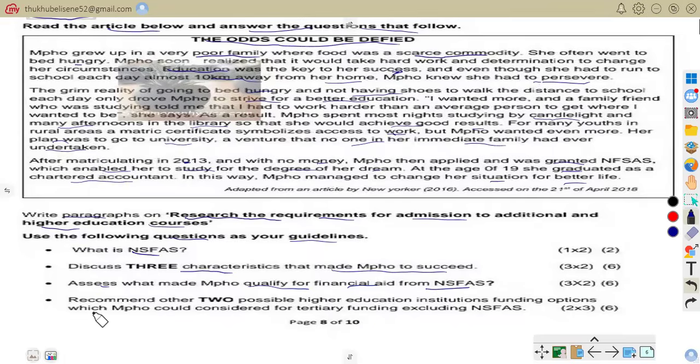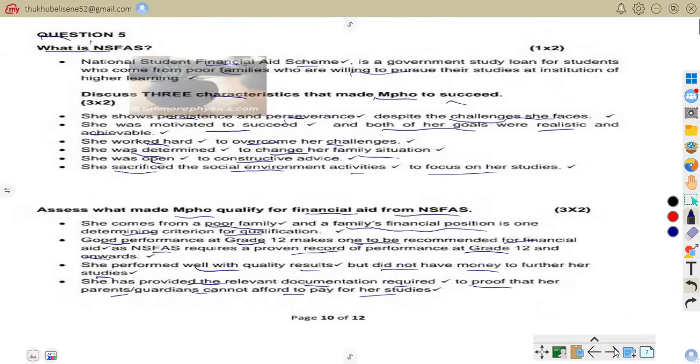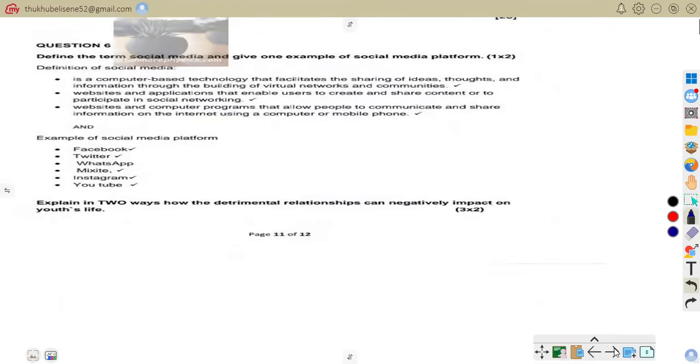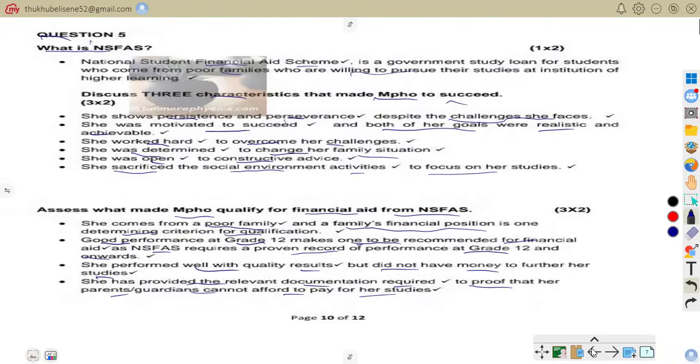The other question says, recommend two possible higher education institutions funding options which Mpo would consider for tertiary funding, excluding NSFAS. So meaning here we are talking about other funding options beside NSFAS. So that is what is needed from us, other funding options beside NSFAS.